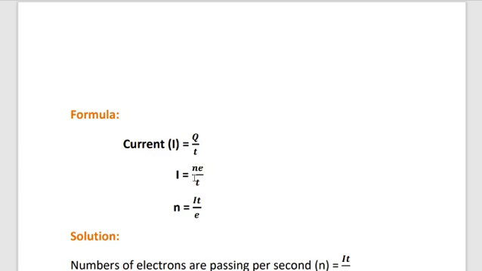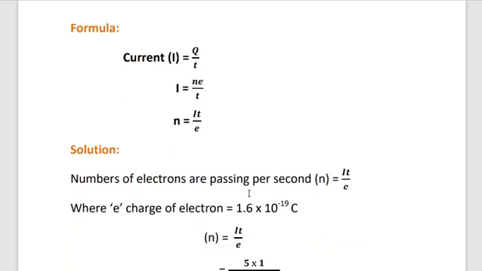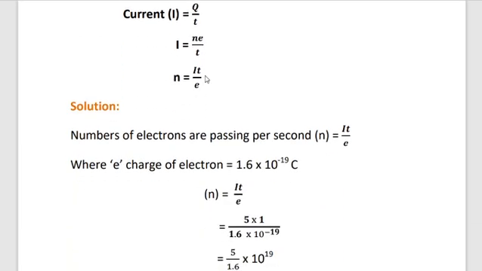So I equal to Ne by T. So we need N. So T goes to that side, meaning N equal to IT divided by E. I is the electric current, T is the time in seconds, E is the charge of a single electron.